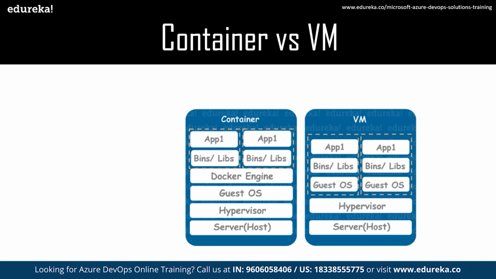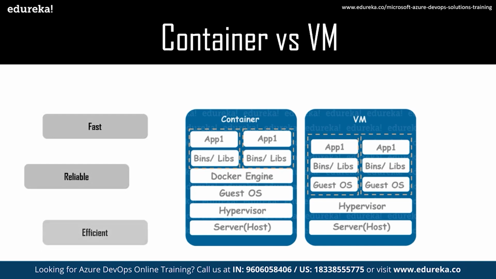But the benefit here is, since your applications, your bins and your library files are independent, you can package them in a container and move them across easily. So you can run it on other Docker engines as well. What that does is, since you have this freedom where you're not dependent on your guest OS, or you do not have a guest OS inside your container, you get certain benefits. It makes your containers faster, makes them reliable, and at the same time makes them efficient. So that is what containers are, and that is how they're different from virtual machines.